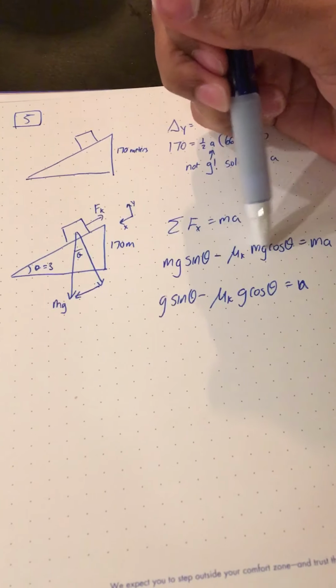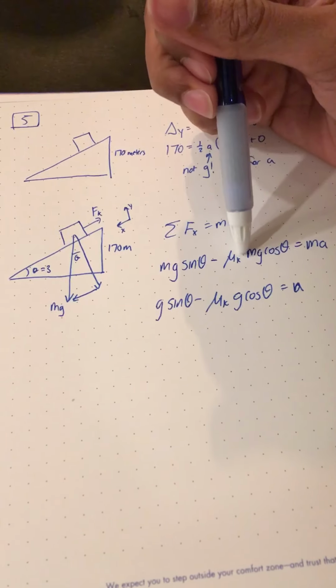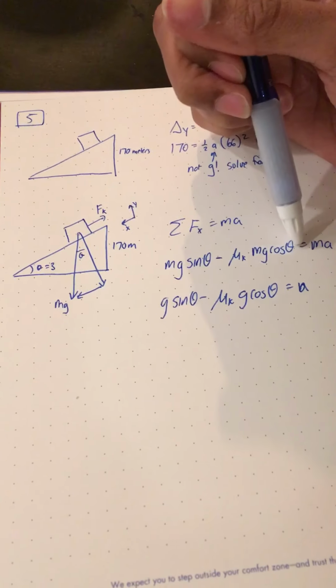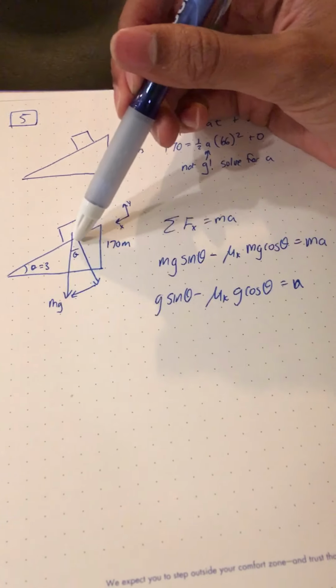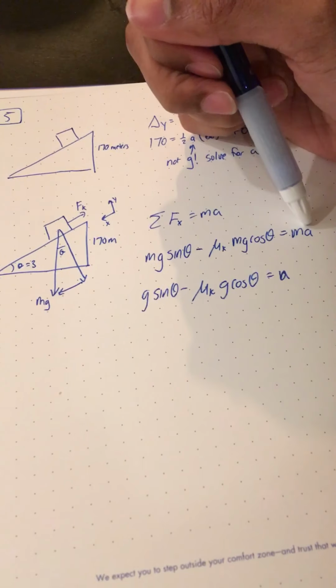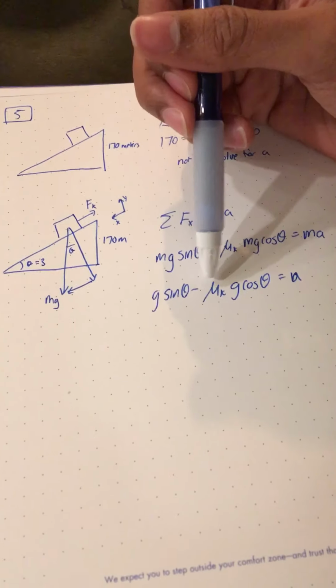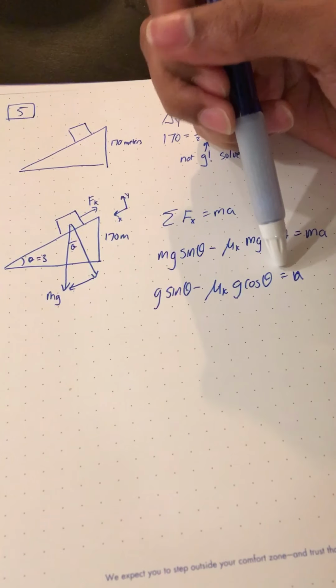mg cosine theta. Remember, the kinetic friction amount is going to be what's pushing into the plank, the hill, whatever it is. So this is what is pushing into it, mg cosine theta. And that equals mass times acceleration. Now you just cross out the m's, you get g sine theta minus mu k g cosine theta equals a.